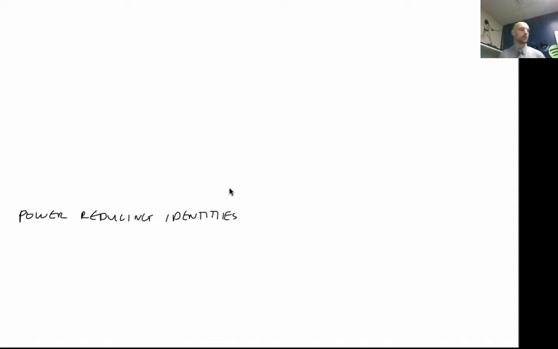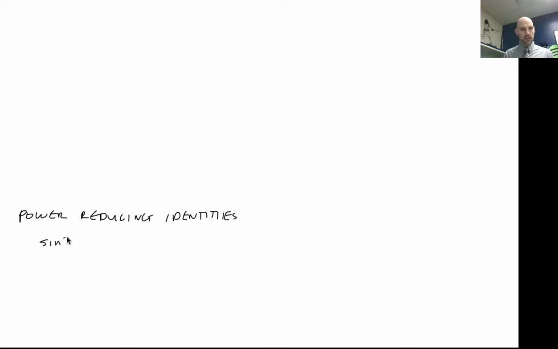Part of the thing that's happening right now is we're getting to the point where we have a lot of formulas. It can be difficult to discern which one I'm supposed to use. A lot of these are going to look somewhat similar, so that sheet is going to be important. So power reducing identities, we've got 3 of them.